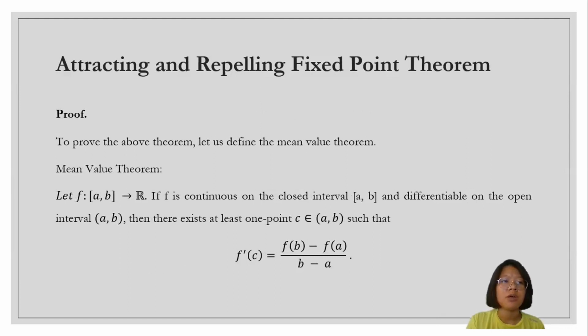Here is the proof. To prove the above theorem, let us define the mean value theorem. Let f be a real function. If f is continuous in the closed interval [a, b] and differentiable on the open interval (a, b), then there exists at least one point, we call it c, in the open interval (a, b), such that f'(c) equals (f(b) minus f(a)) divided by (b minus a).